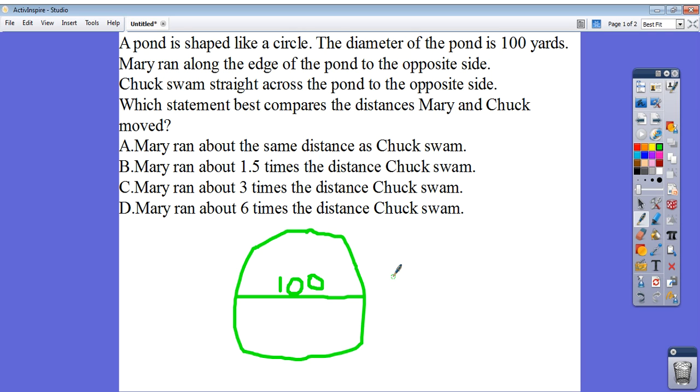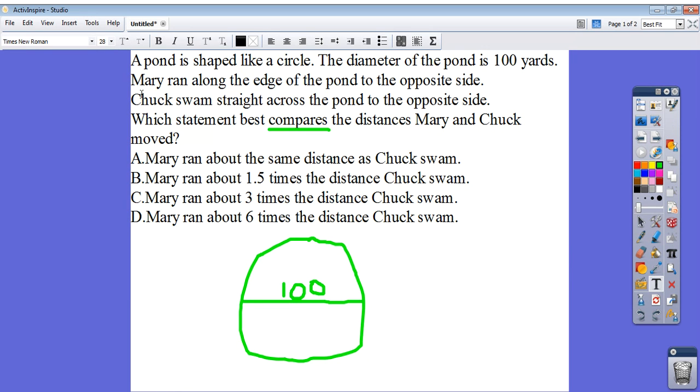Mary ran along the edge of the pond to the opposite side. Chuck swam straight across the pond to the opposite side. Which statement best compares the distances Mary and Chuck moved? Well, I know this word compare means that I'm going to look at two different things. I need to figure out Mary's distance and Chuck's distance. Chuck is really easy because it says he swam straight across the pond to the opposite side. And I know that straight across the pond is 100 yards. So I know Chuck equals 100 yards.